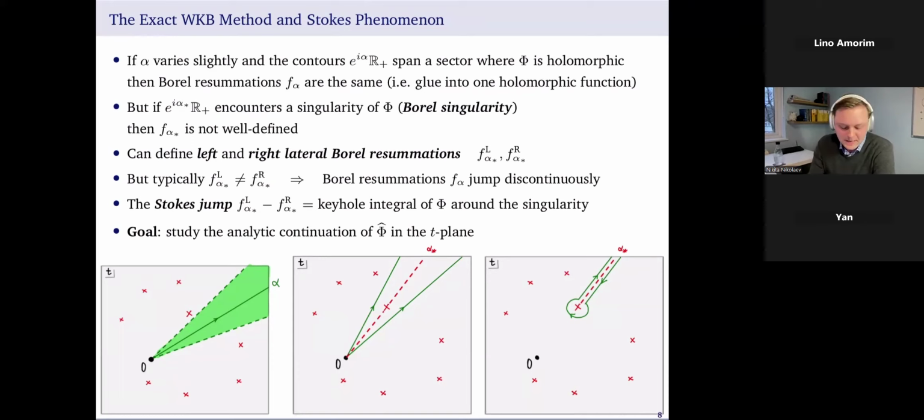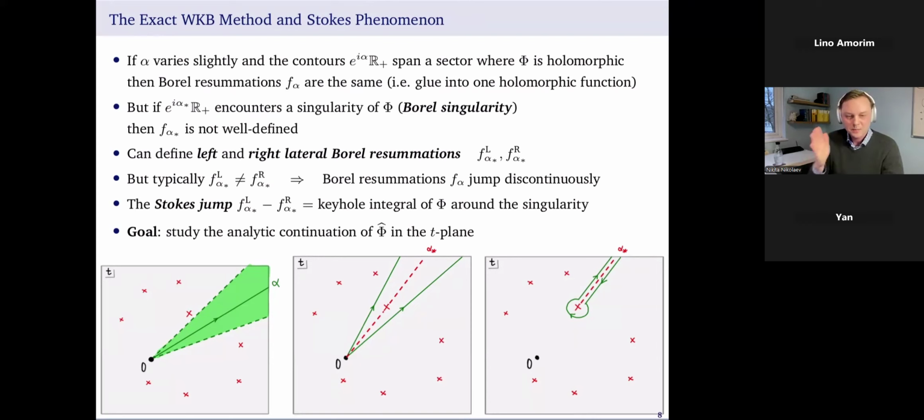So to summarize this slide, our goal now is to study the analytic continuation of this Borel transform phi hat, analytically continuing it in various directions in the t-plane. As I start changing the angle alpha slightly, if I'm lucky enough not to encounter any singularities of phi, so that I get a sector where phi hat extends to an analytic function with exponential bounds, then all these Borel resummations for all these nearby alphas glue together into the same analytic function.